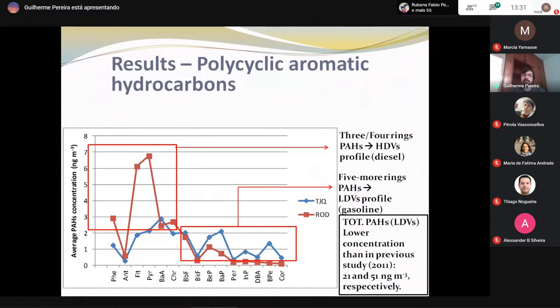And for the total PAHs, we can see that in the case of loaded vehicles, they presented a lower concentration than the previous study in 2011. The total concentration now was 21 nanograms per cubic meter, and in the previous study it was 51.